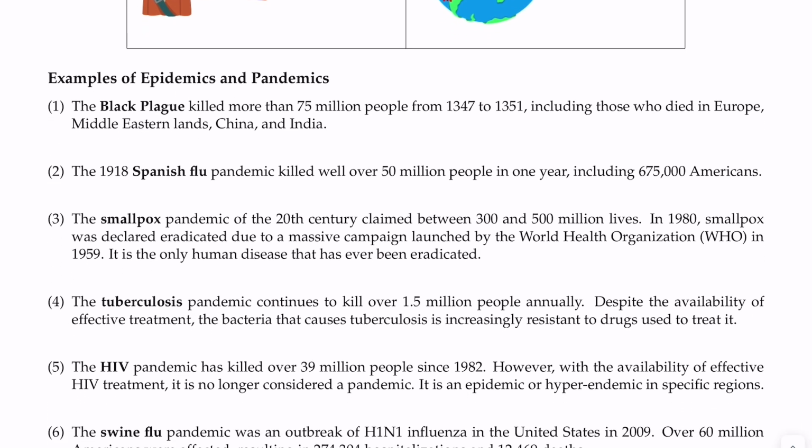Tuberculosis pandemic continues to kill over 1.5 million people annually. Despite the availability of effective treatment, the bacteria that causes tuberculosis is increasingly resistant to drugs used to treat it. The HIV pandemic has killed over 39 million people since 1982. However, with the availability of effective HIV treatment, it is no longer considered a pandemic. It is an epidemic or hyper-endemic in specific regions.